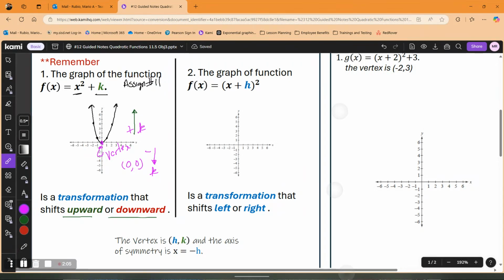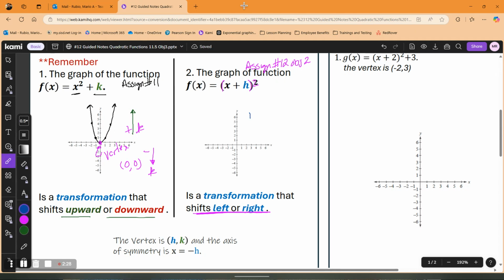And then what we learned in assignment number 12, objective 2, was that when you have x plus h squared, that transformation shifts your graph left to right. Now this one was kind of like the opposite. If h is negative, you shift to the right. But if h is positive, then you shift to the left h spaces.